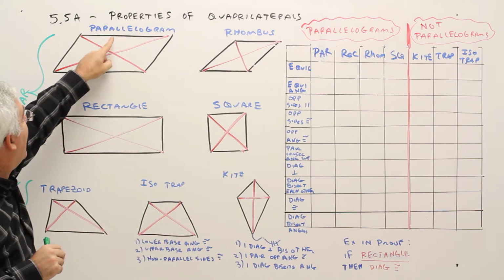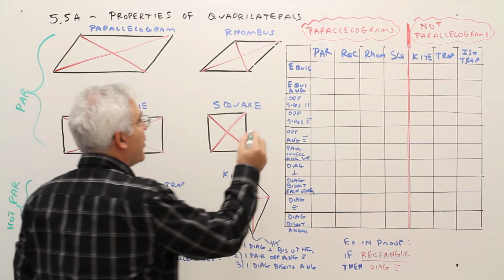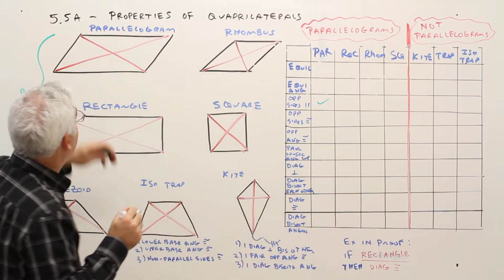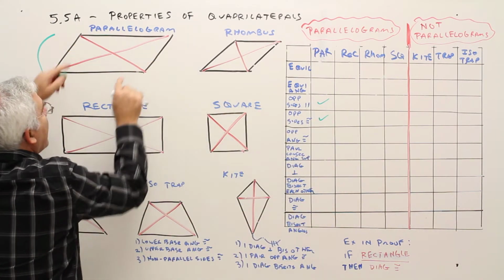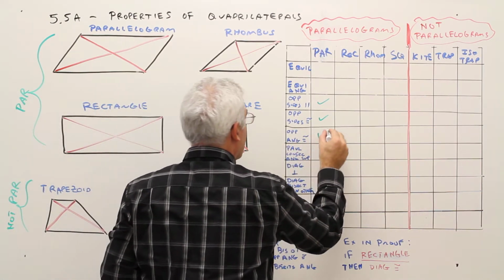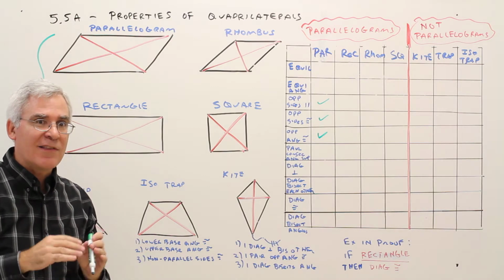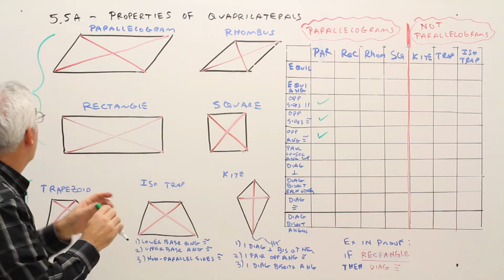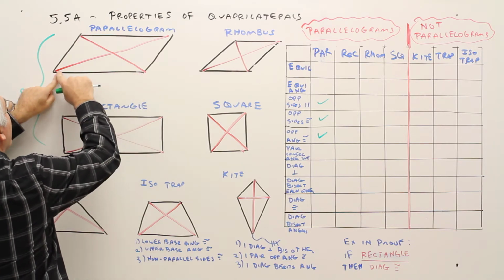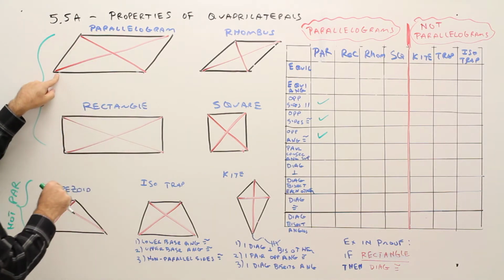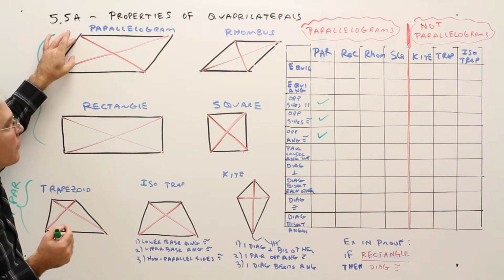It looks like opposite sides are parallel, that's how we define it, so I'll put a check mark there. Opposite sides congruent. Opposite angles congruent, yes. A pair of consecutive angles supplementary. By consecutive, I mean one right next door. So this angle and this angle are supplementary. This angle and this angle are supplementary. You can kind of look at it like this is a small one and a big one. So yes.